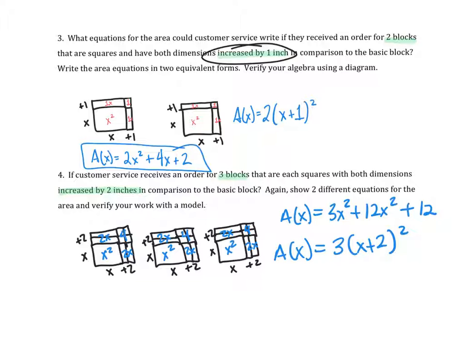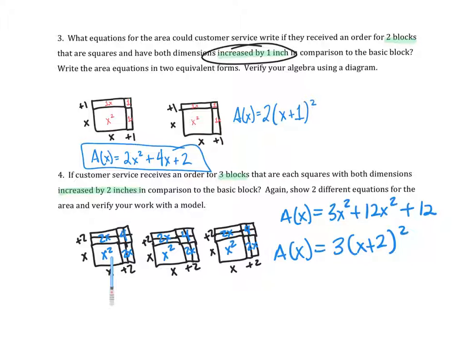Okay, it looks a little messy, but this is what I got for the next one. So check this out. So 3 blocks, 1, 2, 3. Both dimensions were increased by 2 inches, so here's my plus 2 on each side, and I did that for all 3 of them. And then I completed the square with 4 blocks up here in the corner for each one. So I wrote my 2 equations over here.